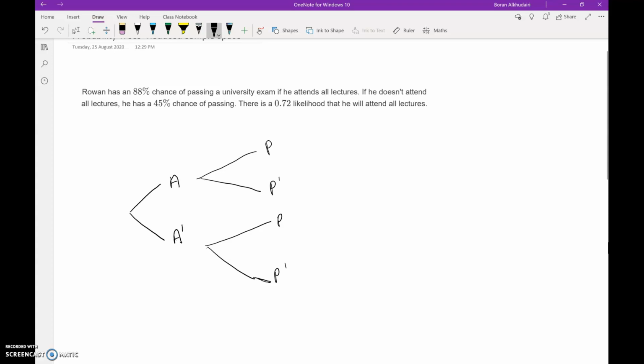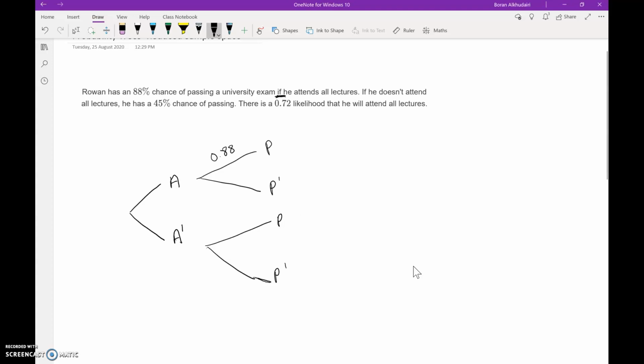Rowan has an 88% chance of passing a university exam. All right, so what we have to do now is write up the probabilities. He has an 88% chance of passing if he attends all lectures. So he attends and he passes. The chance of passing if he attends is 88%. The joining words in probability questions are important. So if he attends, it goes here.